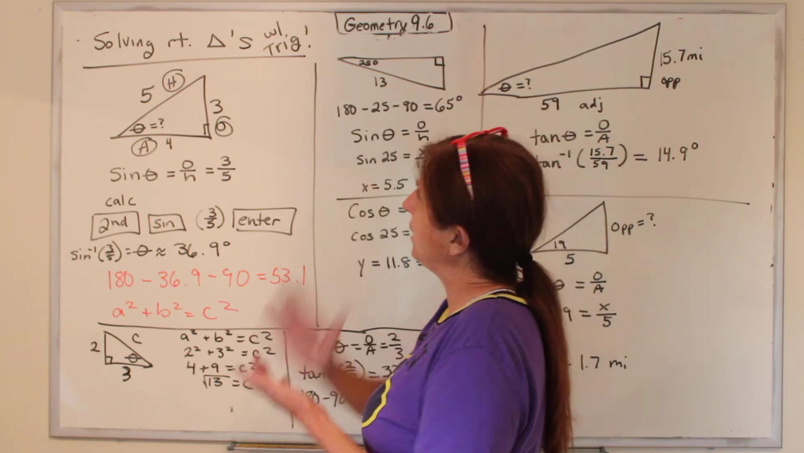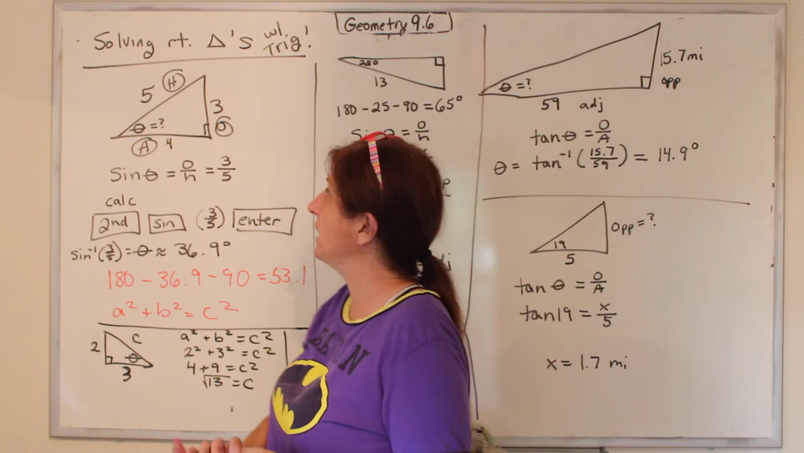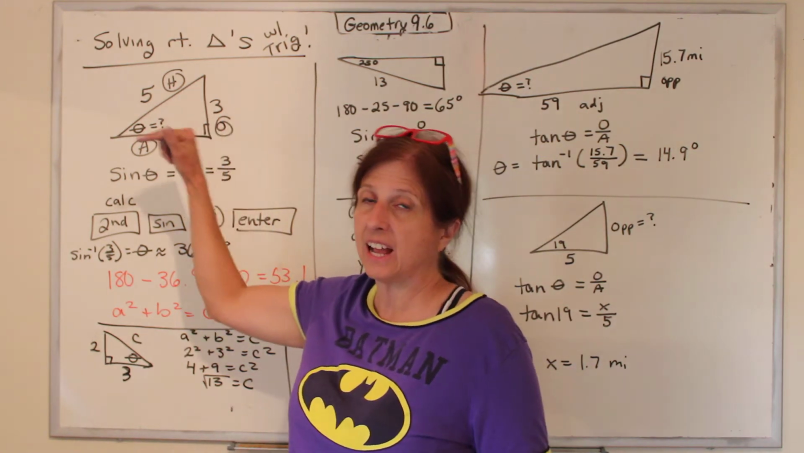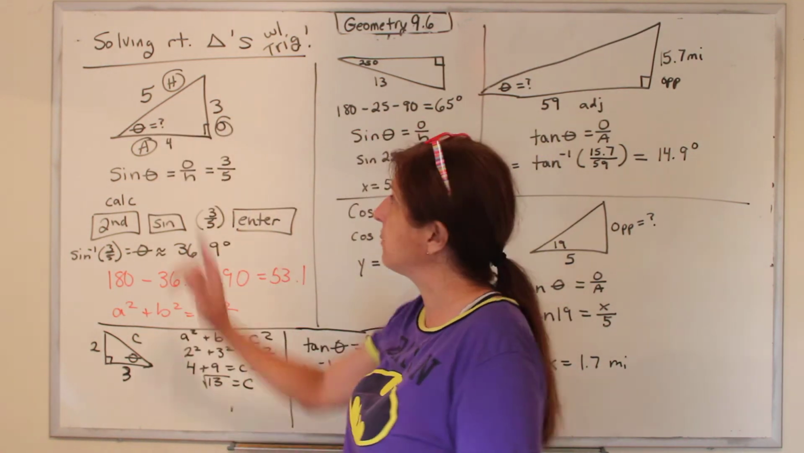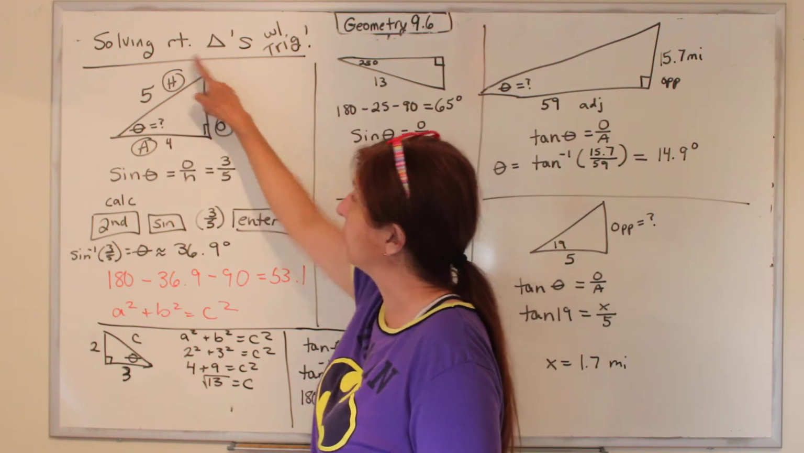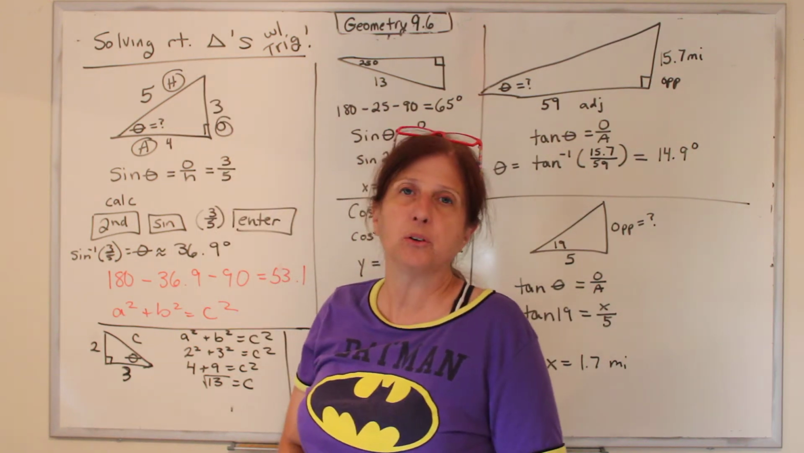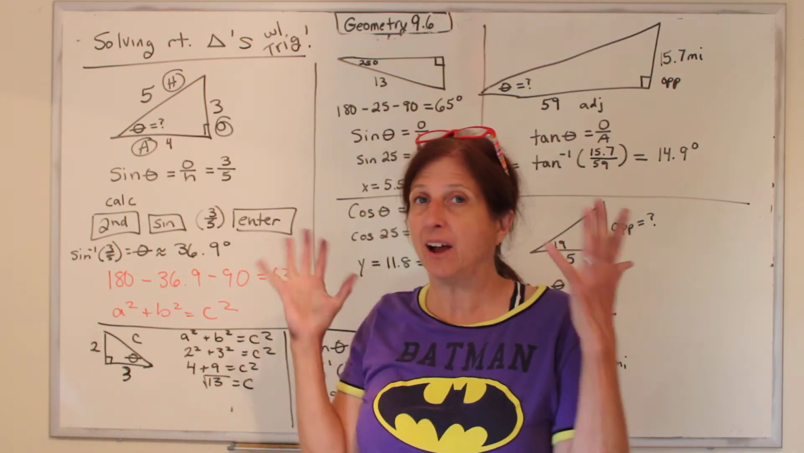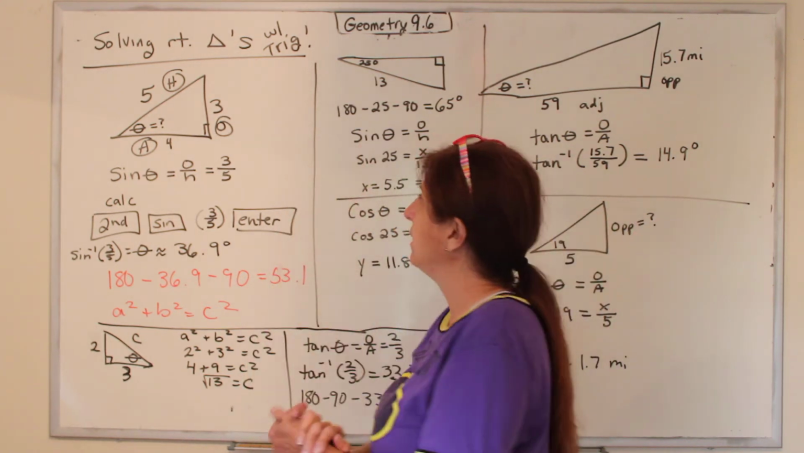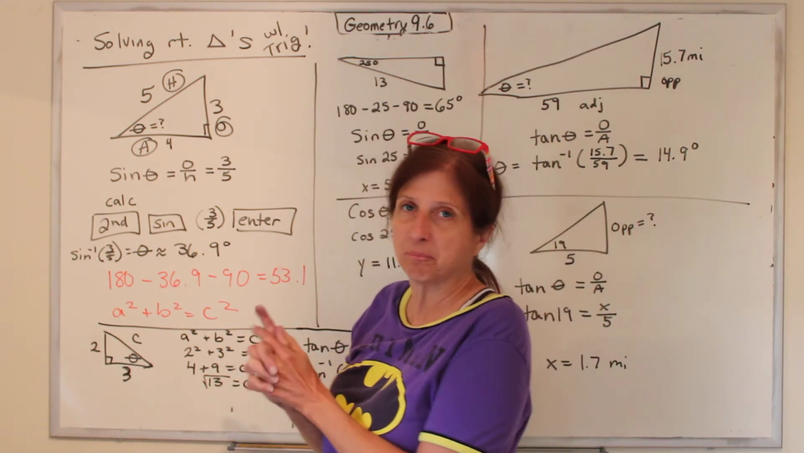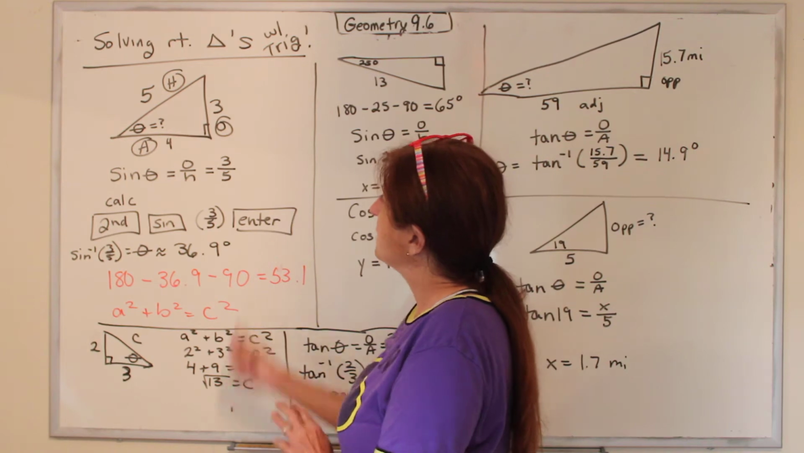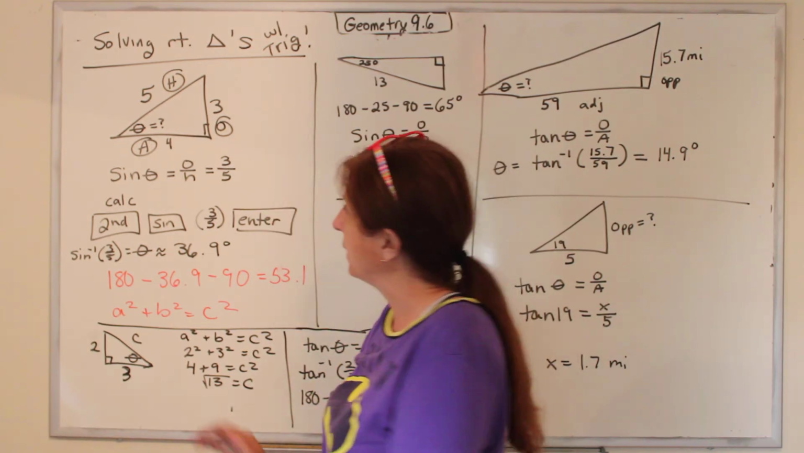Alright, so we are using trig to find out the sides and the angles in a triangle. And right now they have to be right triangles. Later in Algebra 2, you will get to learn to do it without right triangles, using the law of sines and law of cosines. But that's later. Alright, so here is our example problem.